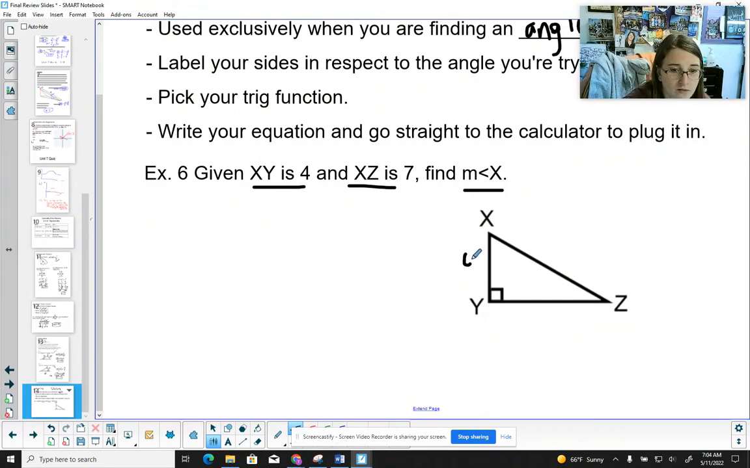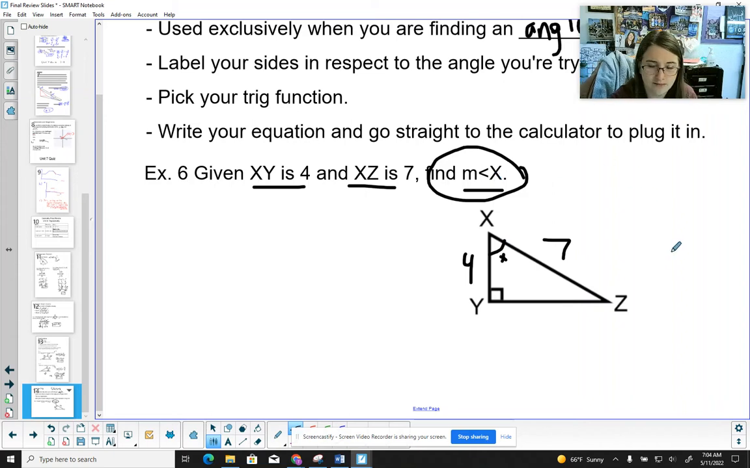Okay, xy is 4, xz is 7, and I'm finding an angle. So I'm going to call that x. Just so happens the angle is x as well. That means you have inverse trig. Take a second, label your 4 and your 7. What's your opposite? What's your adjacent? What's your hypotenuse? One of those labels is for the blank side. Leave that label off. Okay, well, my opposite is the blank side. So you shouldn't have labeled opposite. Across from the 90, this is my hypotenuse. That leaves 4 to be the adjacent.